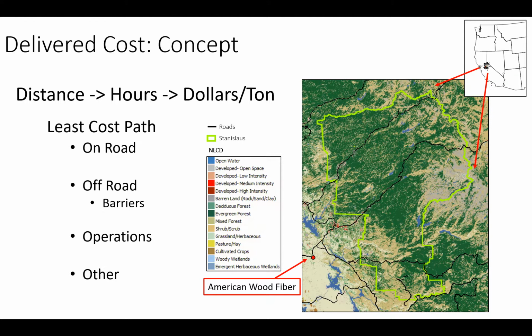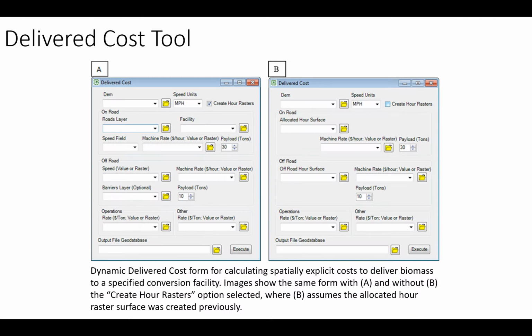In addition to those distances, or what will be converted into travel times, we can include other costs, such as operation costs. How much does it cost to fall a tree, or how much would it cost to administer some prescribed burning, or other administrative type costs.